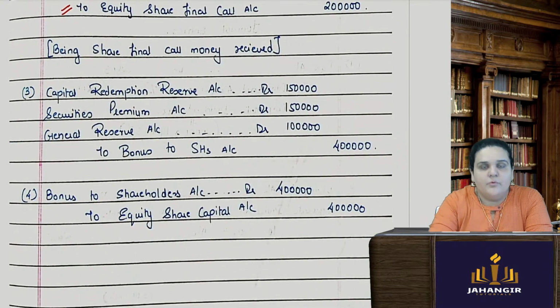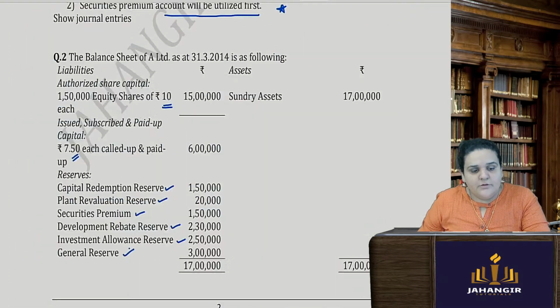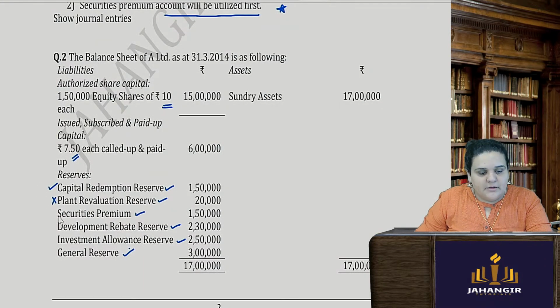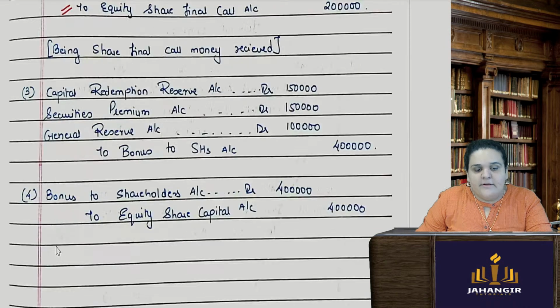Now, when you do the bonus, we will use CRR first. We cannot use plant revaluation reserve. So we will use capital redemption reserve. Then we will come to securities premium account. We cannot use development rebate reserve and investment allowance reserve unless it is told to us.